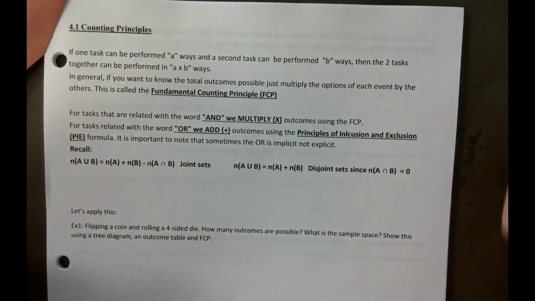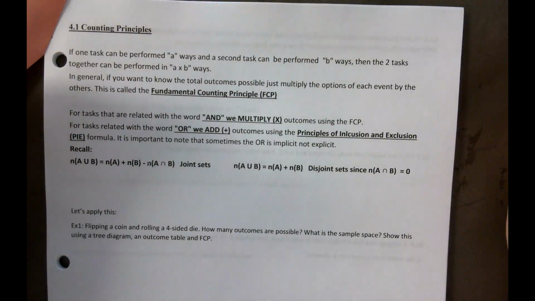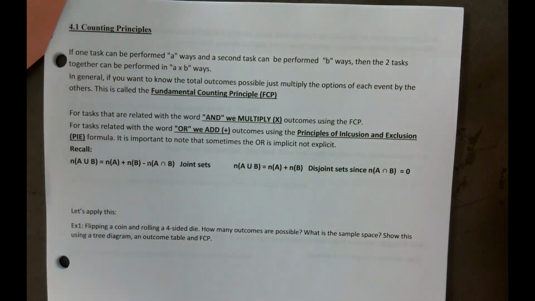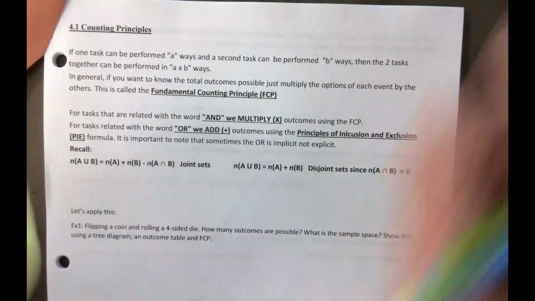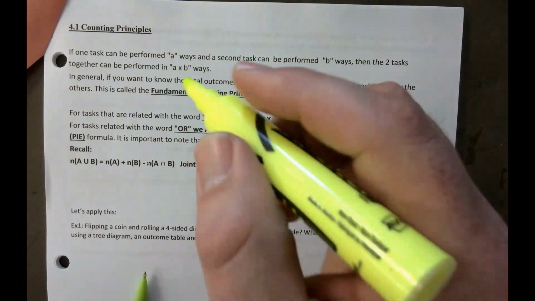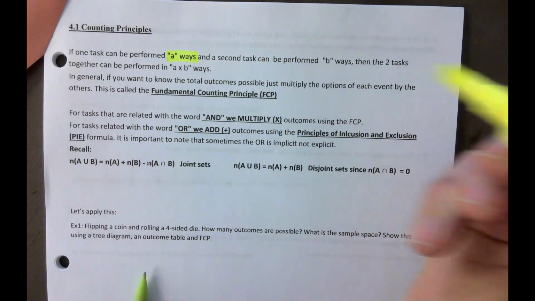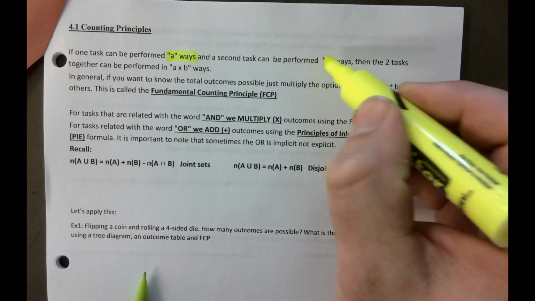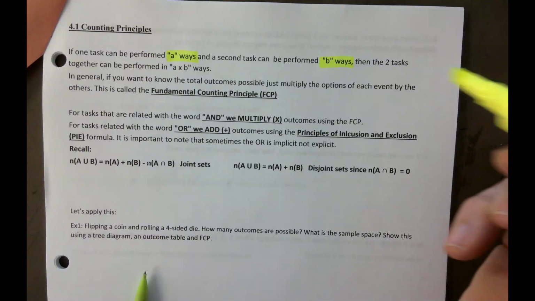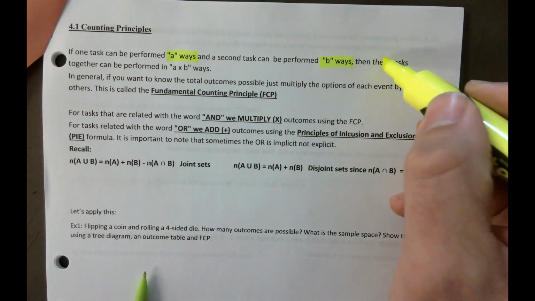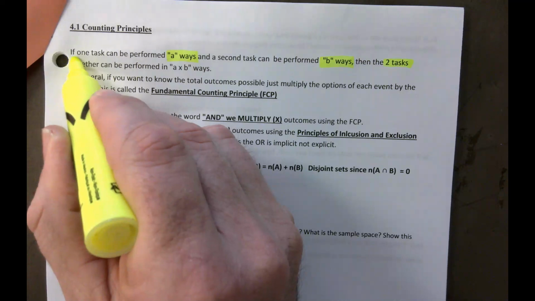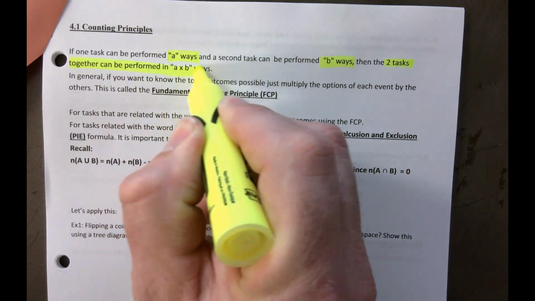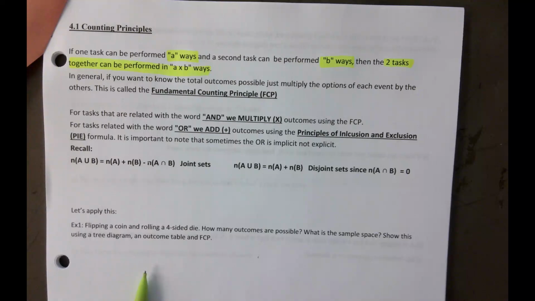Okay, so 4.1, counting principles. If one task can be performed a number of ways, and a second task can be performed in b number of ways, then the two tasks together can be performed in a times b number of ways.